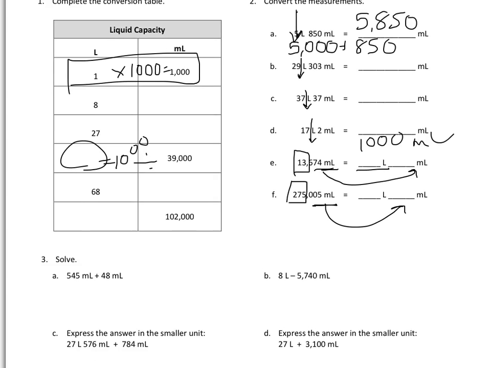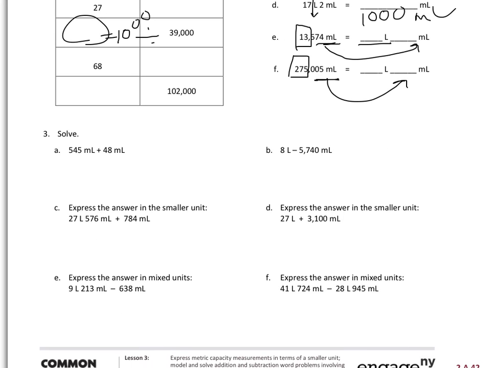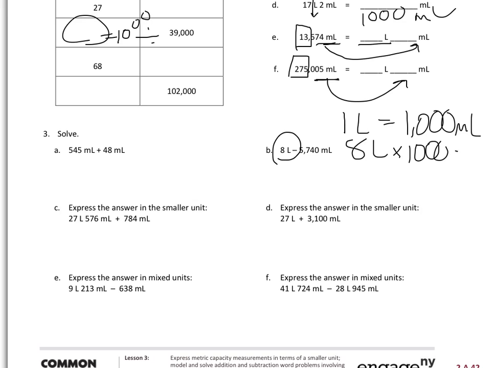When students get to question 3 and they're going to solve, they're going to want to combine like values. So in A, it's pretty simple, combine milliliters to milliliters. In part B, they're probably going to want to change the 8 liters into its equivalent milliliters, remembering that for every 1 liter, there's 1,000 milliliters. So you'd have to take the 8 liters you see, multiply by 1,000 to figure out how many milliliters there are in 8.